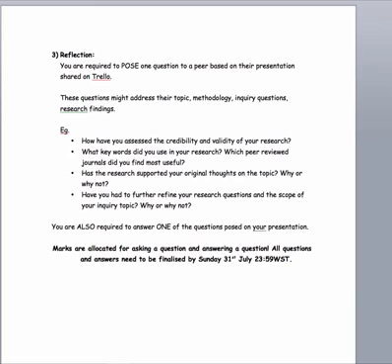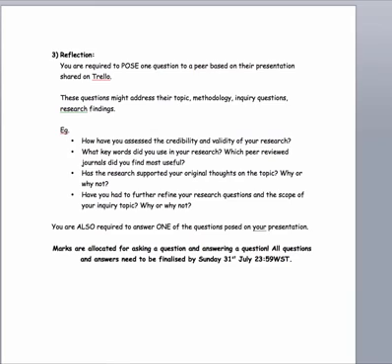So for example, you might ask a question like, how have you assessed the credibility and validity of your research? Now this is a good question to ask because this comes into the methodology. Okay, on what basis? What were your criteria for deciding something was credible and valid? And what were your criteria for discounting something as not being credible or not valid?